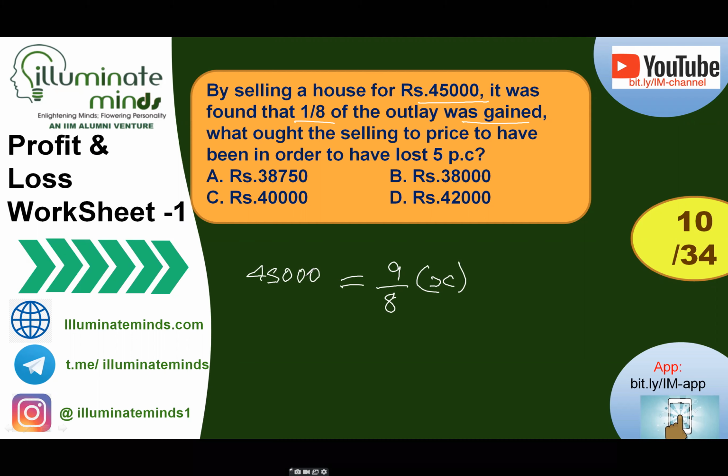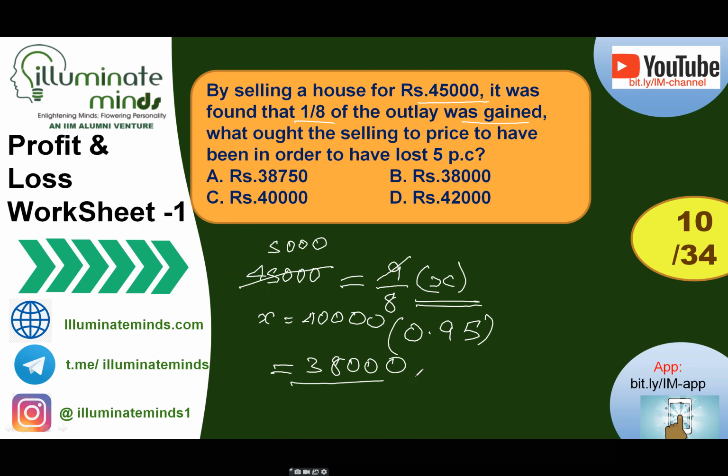Correct, guys? So what ought to be the selling price in order to have lost 5%? For that I need to calculate X first, isn't it? So that will make 1 by 8 of X equal to 5,000. X is equal to 40,000. And a 5% loss means I need to multiply it with 0.95. That will make it equal to 38,000. So option B is the correct answer.